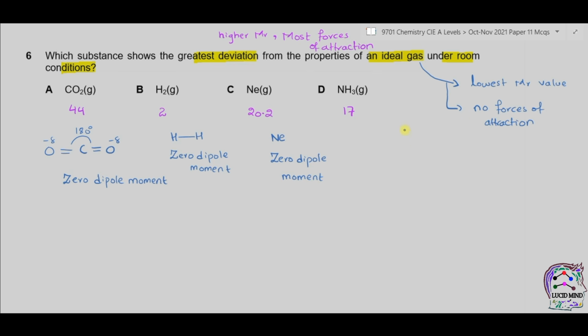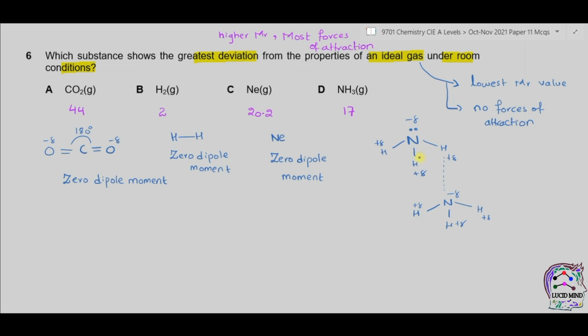Last one is ammonia. We have nitrogen, and a lone pair of electrons is present. We have 3 hydrogen atoms. Nitrogen is electronegative, so it is partial negative. Hydrogen is electropositive. As we have nitrogen, hydrogen bonding can also take place. The hydrogen atom of one ammonia can attract the nitrogen atom of another ammonia molecule. So among these four, the strongest forces of attraction are present in ammonia, which is hydrogen bonding.